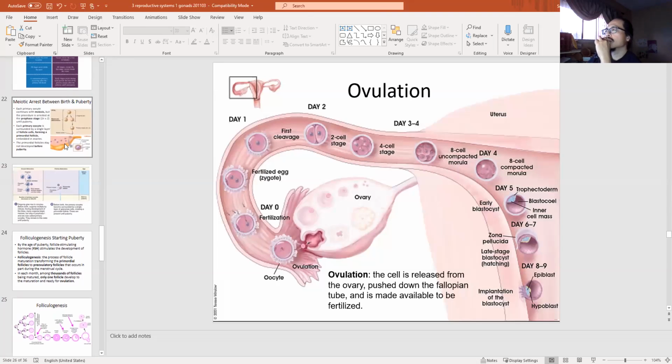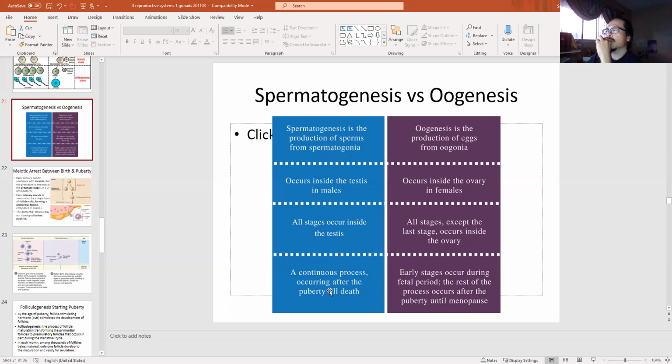What else? This process in the male continues after puberty until death. For the female, the early stage is in the fetal period, and then the oocytes will remain arrested until puberty. And then it will stop at menopause. So I say it's about up to 50 years old, but here, it could be up to until death.